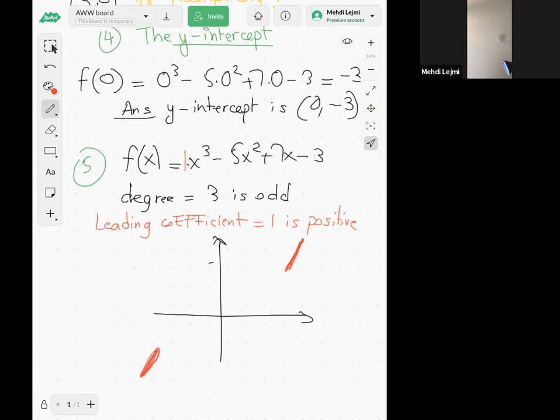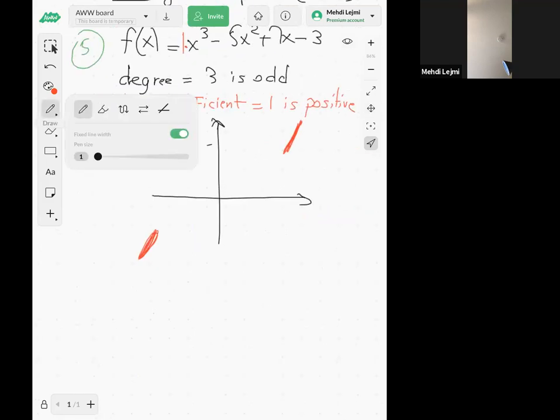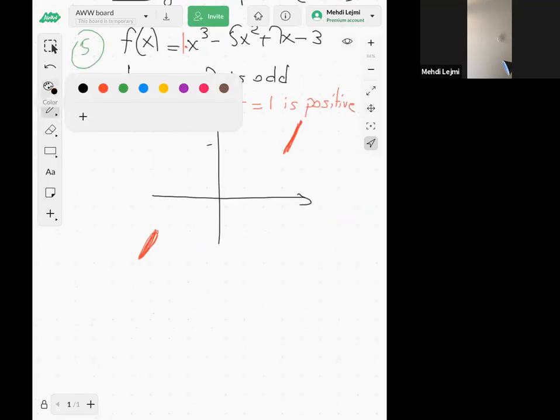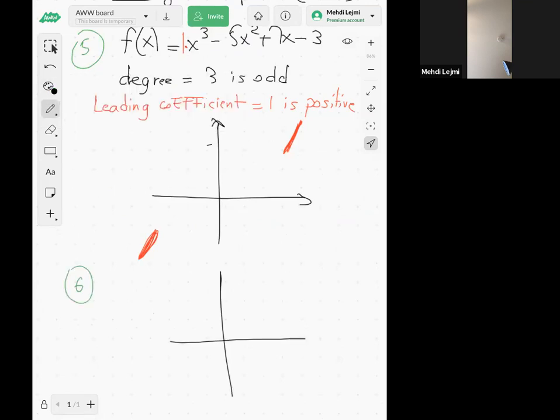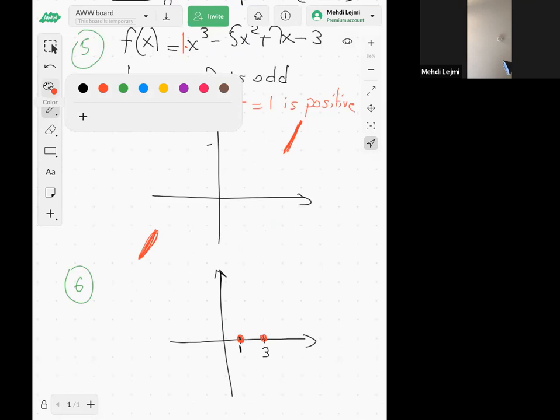Now you want to graph the function. For part 6, the graph, you're going to need the x-intercepts. So we have 1 and 3. They are my x-intercepts, right? 1 and 3. The y-intercept is negative 3. So my y-intercept is somewhere here. It's negative 3. So here's my y-intercept.